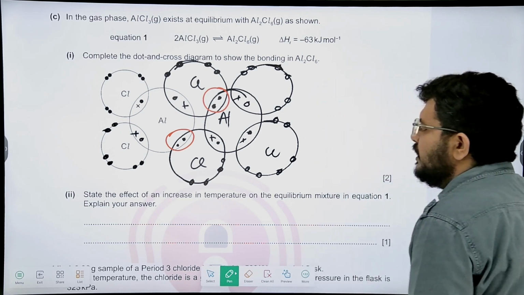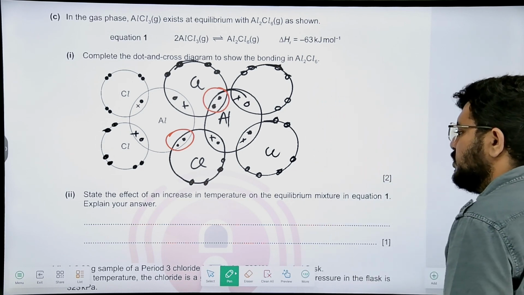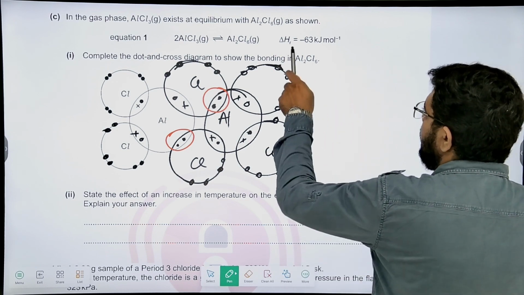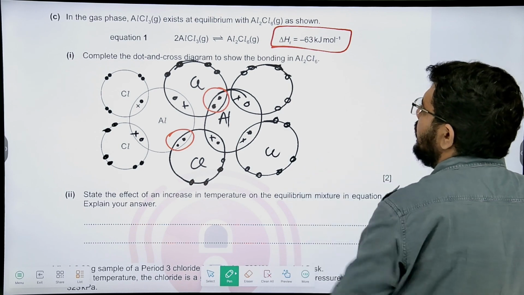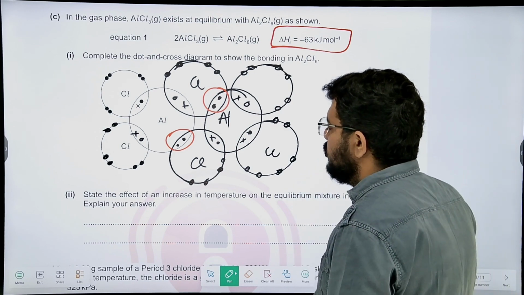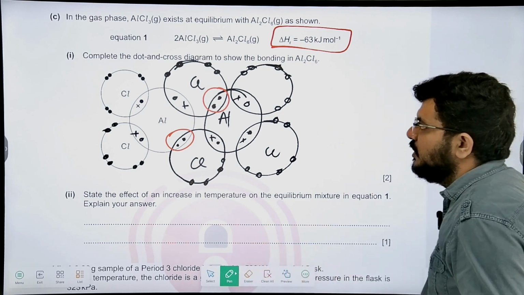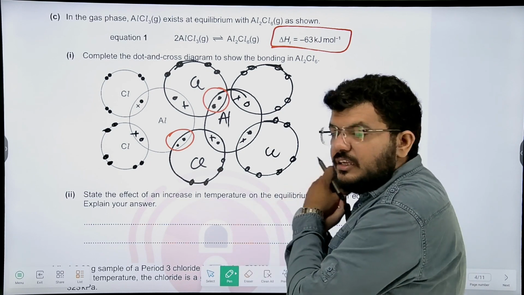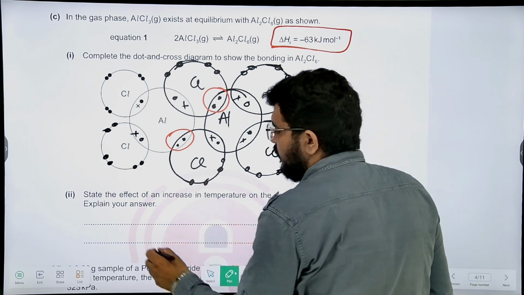State the effect of increase in temperature on the equilibrium mixture in equation 1. Explain your answer. As I have just said, the forward reaction is exothermic in nature. It has delta H negative. So if you increase the temperature, the reaction will happen backwards, right? The equilibrium will shift to left.